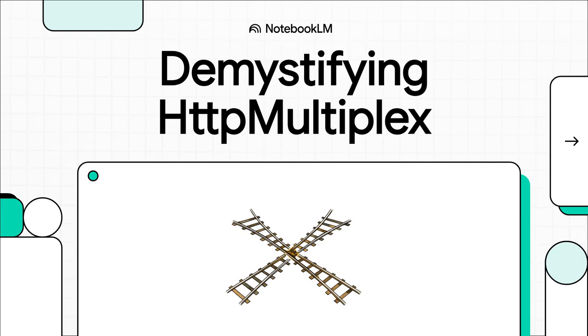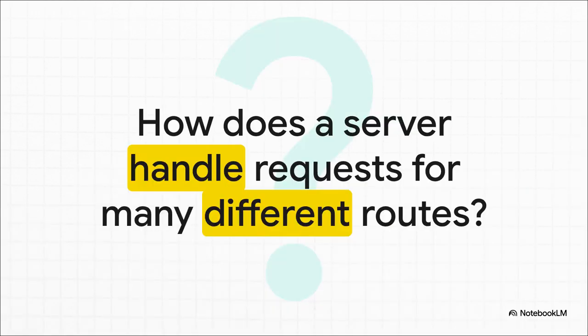Today, we're going to break down a really cool piece of the Effect ecosystem. Think of it as the smart traffic director for your server. It's called the HttpMultiplex. All right, so to really get this, let's start with a question that every single web developer has to deal with.